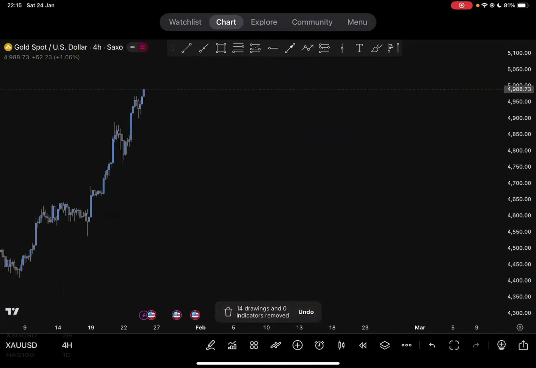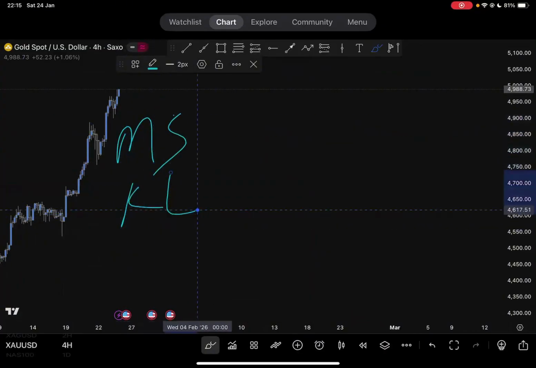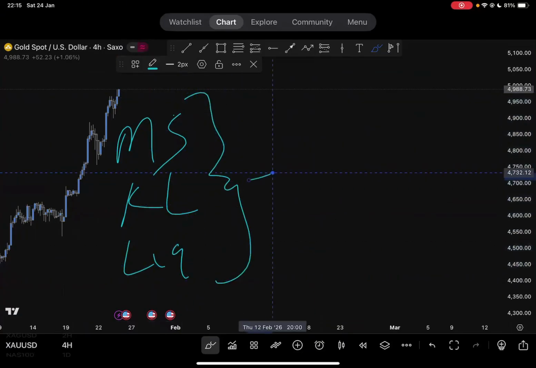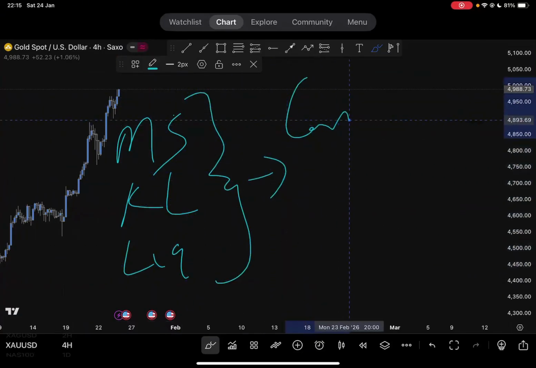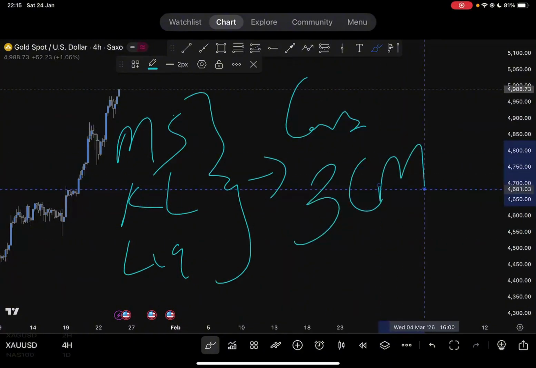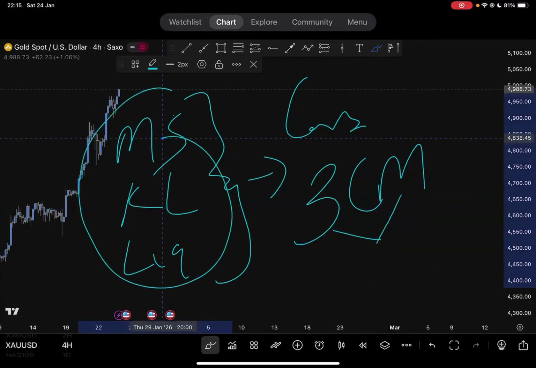So after understanding market structure, key levels, and liquidity, I bring it all into combination using the third candle model, the 3CM. This is what I use to combine everything together. And how does it work?